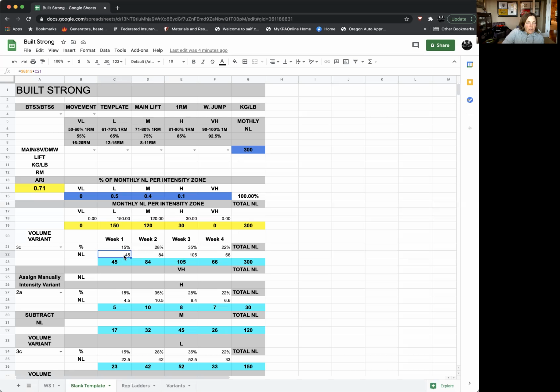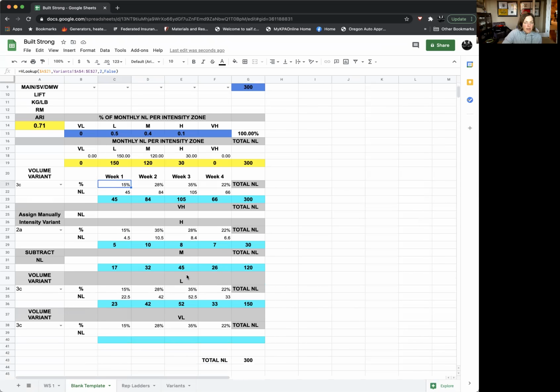Okay, and then we're going to multiply it times the variant. So we have the total number of lifts for the week times the variant that we established. You can go one at a time, or you can create a formula and go all the way across. So we're going to have 15% of our total lifts in the first week, 28% in the second week, 35% in the third week, and 22%. So again, we get 300 total lifts. That's how the volume is distributed here.